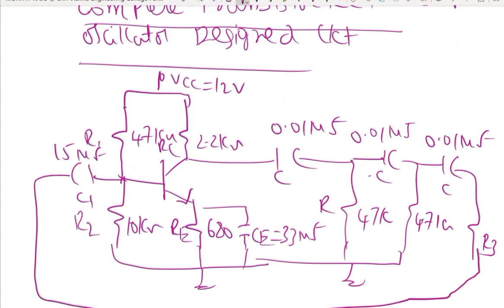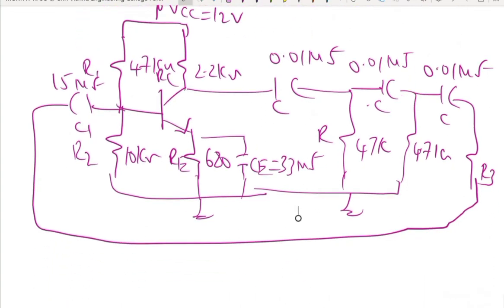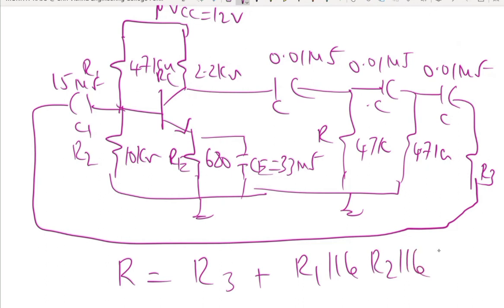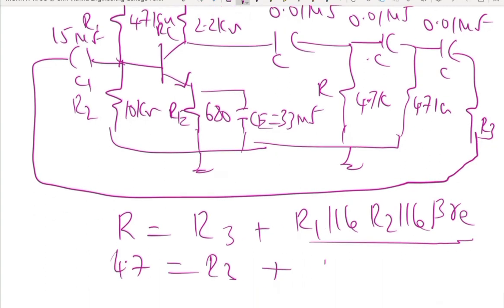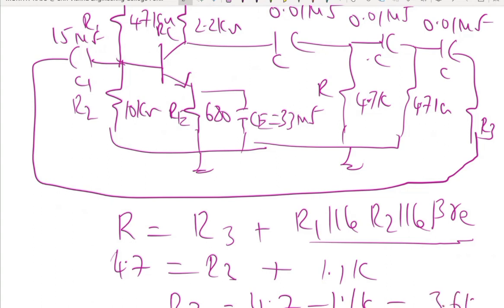Next, find out R3. Last R is equal to R3 plus R1 parallel to R2 parallel to beta into RE. We know the R value 4.7. We don't know R3 value. Already this value is determined. This value is 1.1K. Therefore R3 is equal to 4.7 minus 1.1K, that is equal to 3.6 kilo ohms.